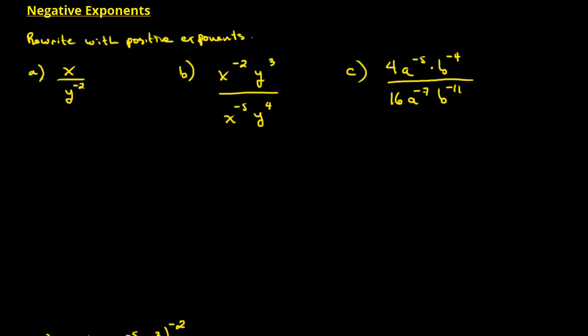Hi everyone, in this video we look at a couple of examples involving negative exponents. So here we're told to rewrite with positive exponents, and the question actually should say write with positive exponents and simplify. So let's go ahead and we'll rewrite a with only positive exponents. Here I have x over y to the power of negative 2.